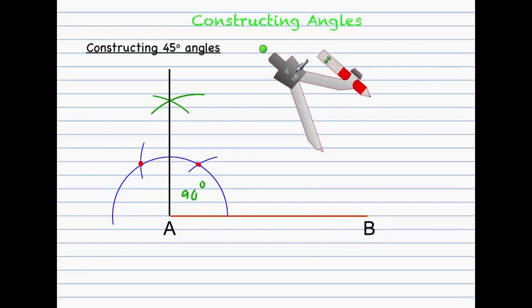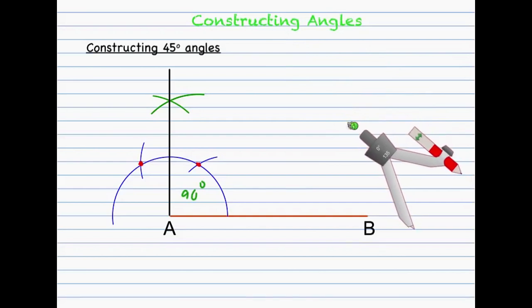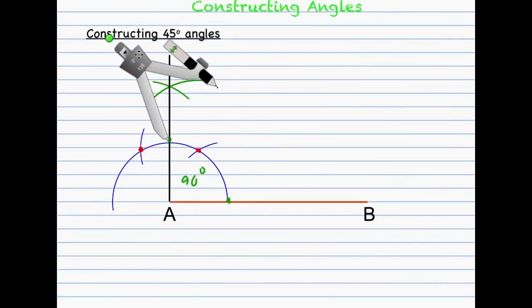Alright, and the last construction I'll look at is that of the 45 degree angle. Now 45 degrees is just a half of 90 degrees, right? So if I could bisect a 90 degree angle, then I would end up with a 45 degree angle. So assume that I already had a 90 degree angle drawn like here, then all I would need to do is to bisect it.